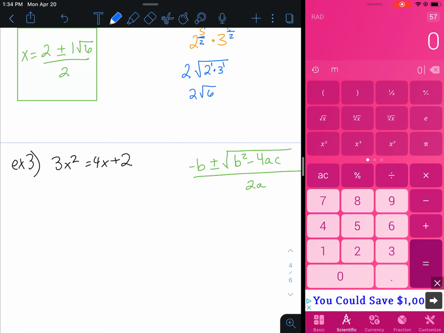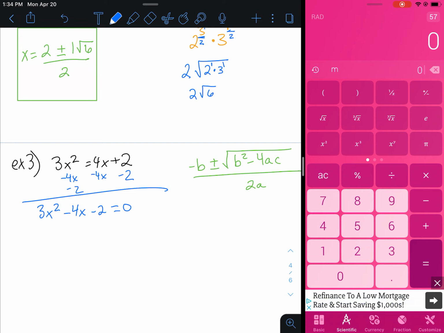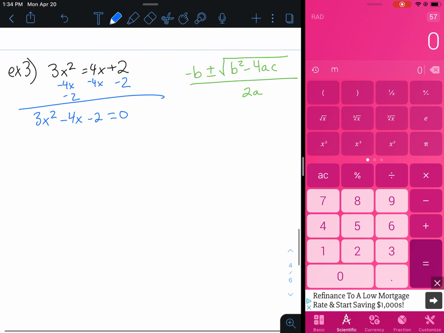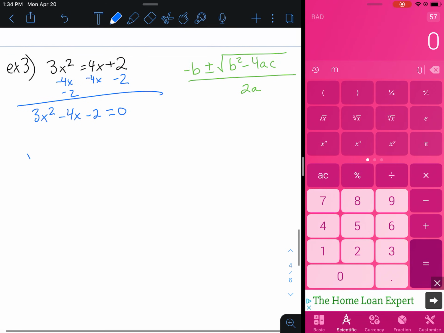All right, this is our final one as an example for today. So I'm going to subtract my 4x to the other side. I'm also going to subtract 2 to the other side. So when I get this, my quadratic equation is 3x squared minus 4x minus 2 equals 0. Now I'm going to go through this one pretty quickly because this is our last example. So you can pause it if you want to try it on your own.